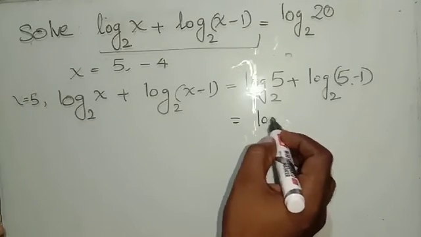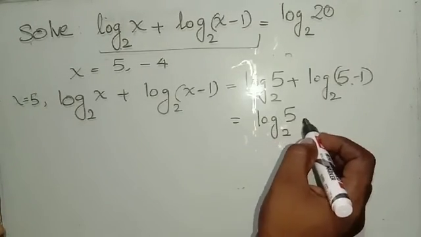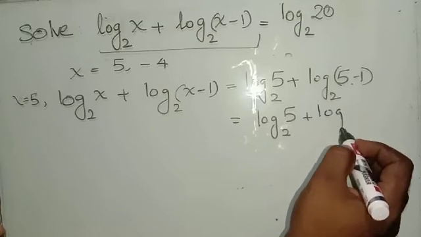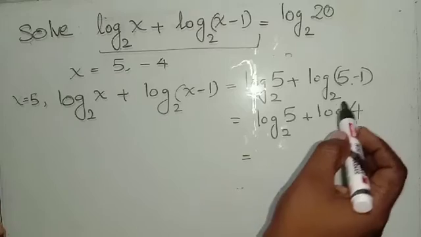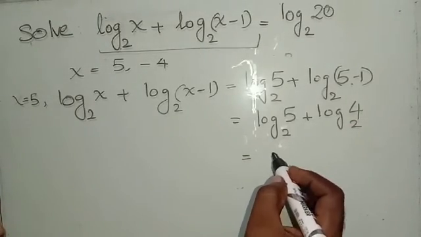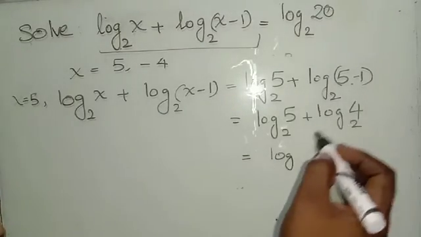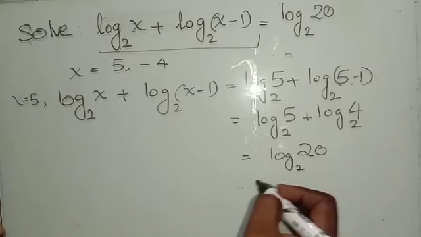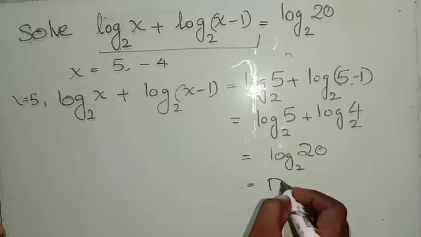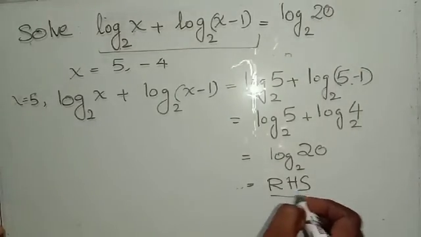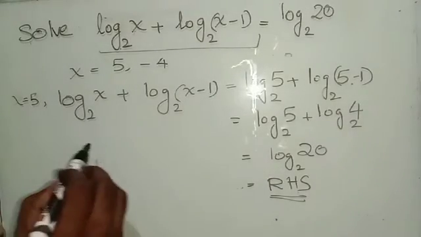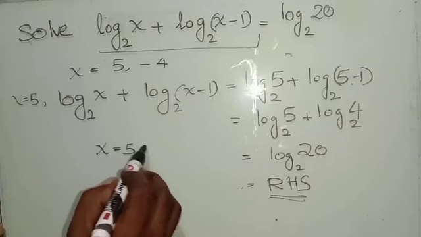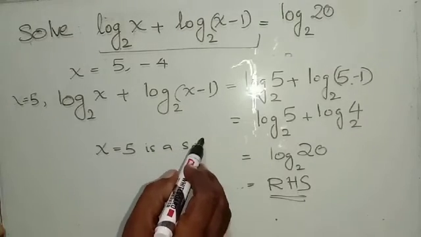That is log 5 base 2 plus log 4 base 2, which is same as log a plus log b is log a into b. That is log 5 into 4, 20 base 2. That is RHS. Yes, hence x equal to 5 is a solution.